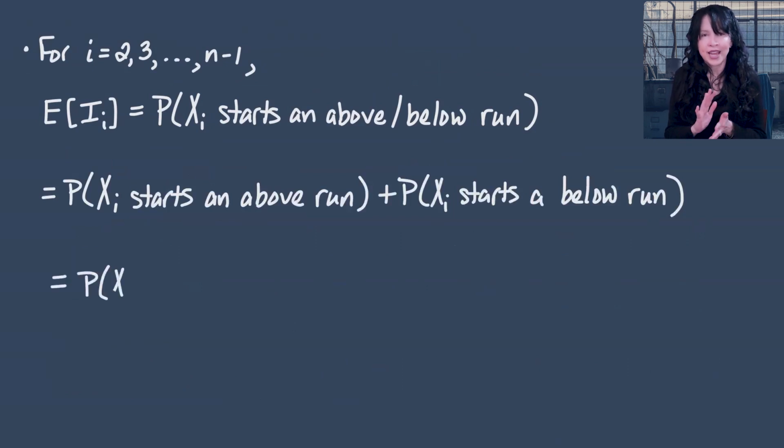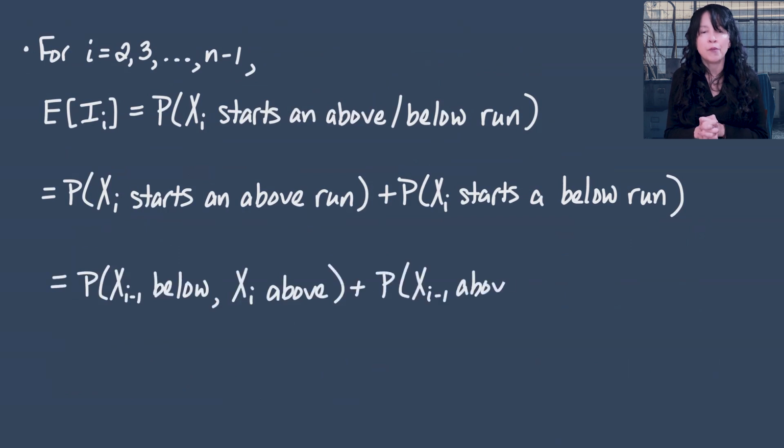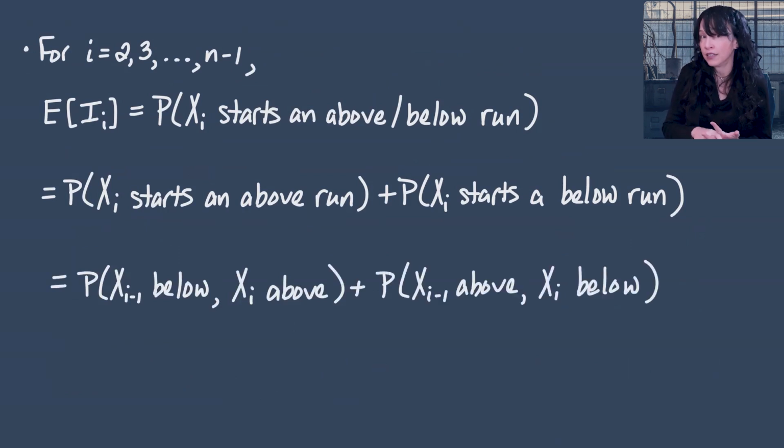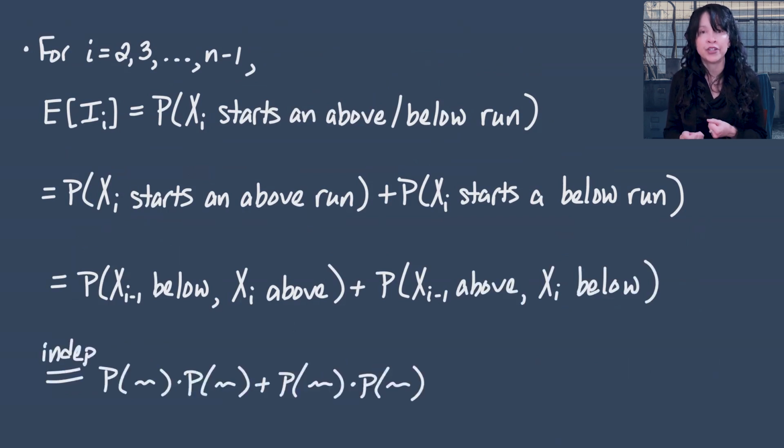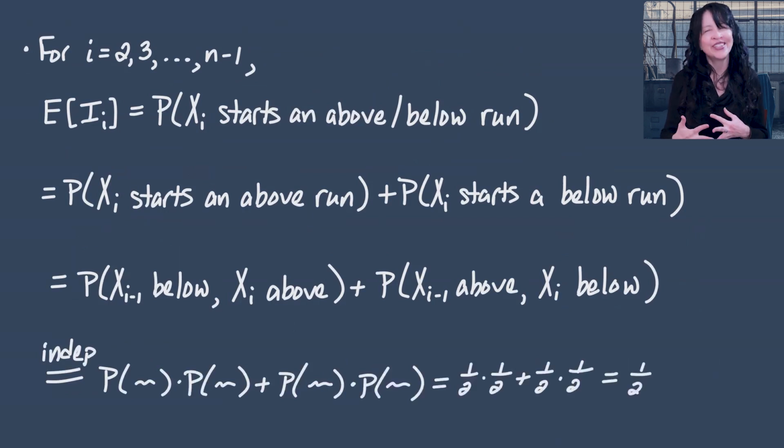Similarly, for the below case, if X sub i is starting a run below the mean, then we needed X sub i to be below the mean, and we need the previous value to have been above the mean. Just like before, I want to use independence here and break this up into a product of two probabilities over here plus a product of two probabilities over here. And every one of these probabilities is 1/2. So once again, we end up with a total of 1/2. So it turns out the X sub n value was not really a special case in terms of the expected value of the indicator as to whether or not it was starting a run above or below the mean.